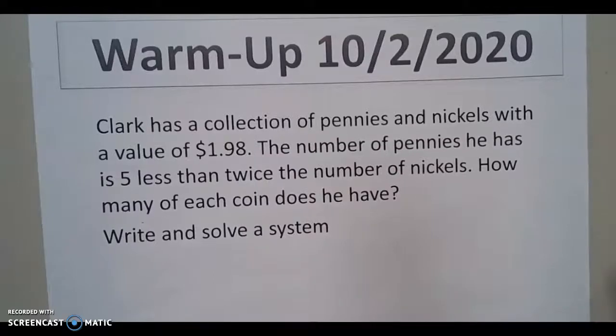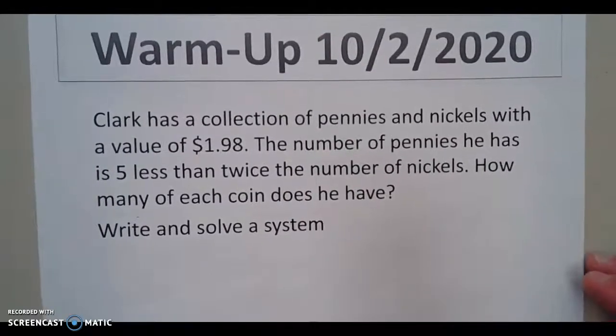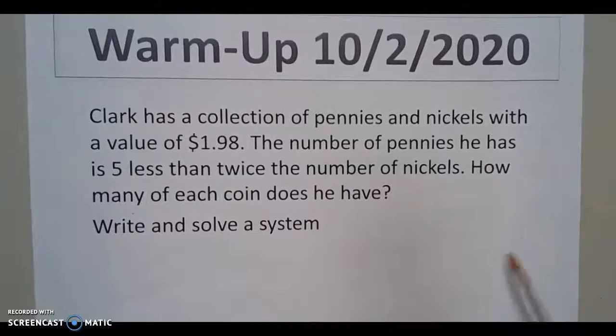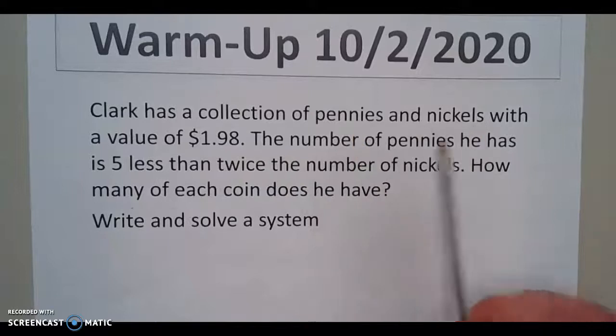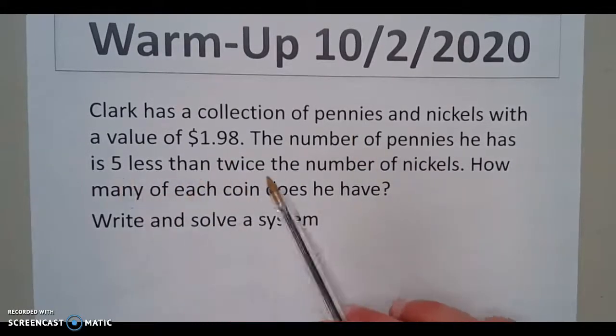Okay, let's talk about a little, basically Algebra 1 review again here. This is a story problem where we're going to set up a system and solve it. So Clark's got a collection of pennies and nickels, value of $1.98. Number of pennies is 5 less than twice the number of nickels. How many of each coin does he have?